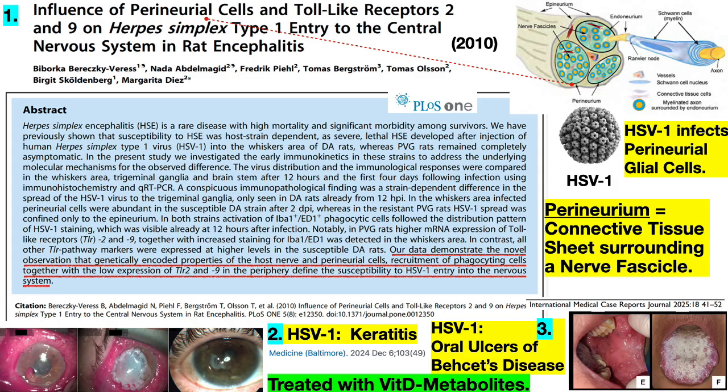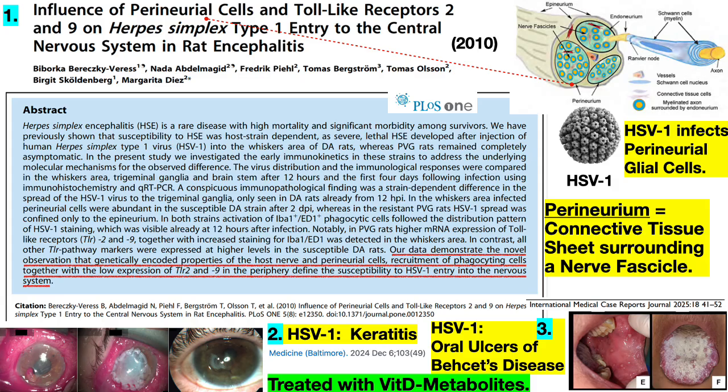Herpes simplex encephalitis, HSE, is a rare disease with high mortality and significant morbidity among survivors. We have previously shown that susceptibility to herpes simplex encephalitis was host strain dependent, as severe lethal herpes simplex encephalitis developed after injection of human herpes simplex type 1 virus, HSV1, into the whisker area of DA rats, that's a type of rodent strain, where PVG rats, a different strain of rats, remain completely asymptomatic. In the present study, we investigated the early immunokinetics in these strains of rodents to address the underlying molecular mechanisms for the observed difference. Now moving to the end.